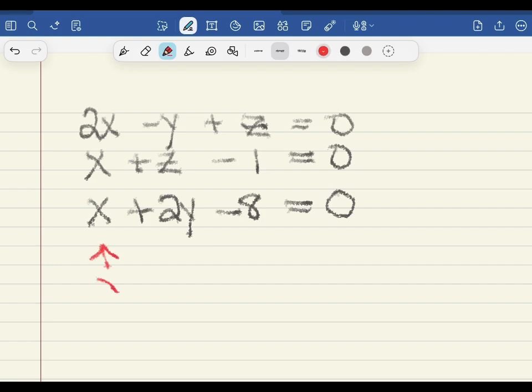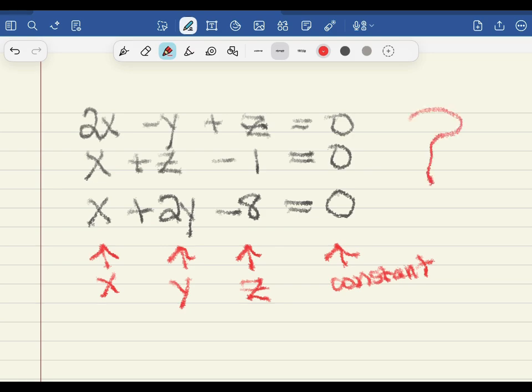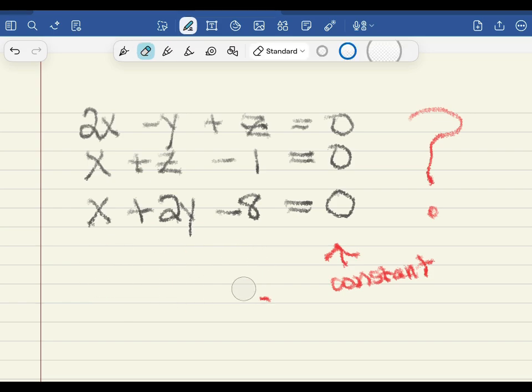So first of all, I want you to look at the columns like I was talking about before. You see how the x's are lined up? And then on the y column, I have a z in there. And then on the z column, I have -8 and a -1. I need to set this up so that the x's are lined up, the y's are lined up, and the z's are lined up. And then on the other side of the equal sign is just the coefficients.